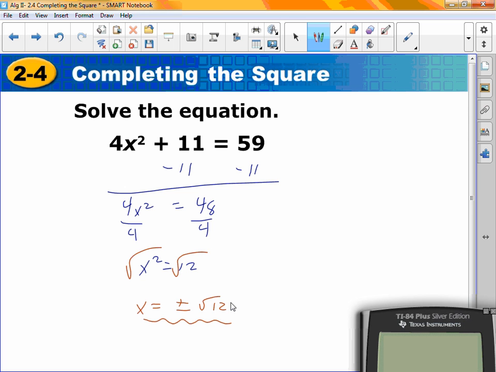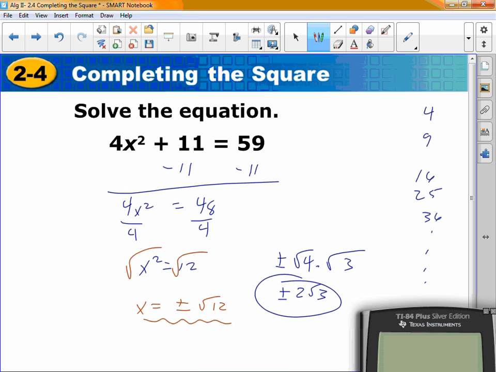So we talked about these perfect square numbers: 4, 9, 16, 25, 36, and so on. Do any of those numbers go into 12? 4 does. So I'm going to take plus or minus the square root of 4 times the square root of 3. 4 times 3 is 12. What's the square root of 4? So plus or minus 2 square root of 3. This answer is okay. I would like you to try this one. If you get it correct, I give you a bonus.